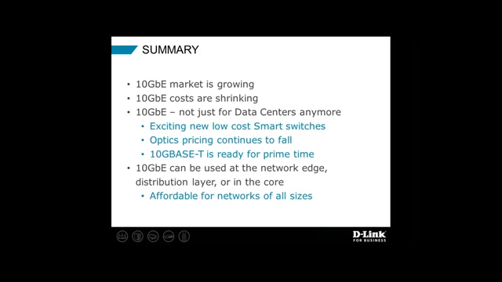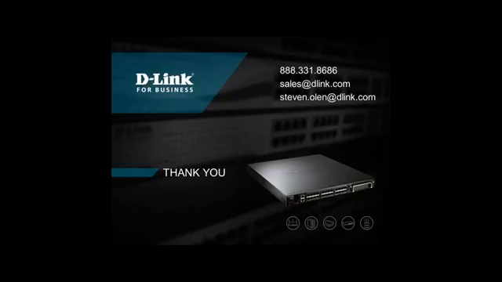At the edge for specialized applications where we need 10 gig to the desktop, in the distribution layer, aggregating 10 gig links coming from the edge, or in the core of the network. 10 gig Ethernet is basically affordable for networks of all sizes. So again, I ran a little bit long. Sorry about that, but thank you for your patience, and that's what I got.